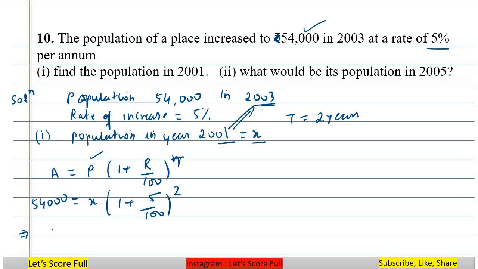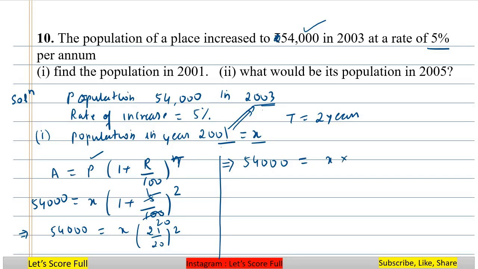Now here you can write 54,000 = x, do the cutting, 5 1s are 5, 5 2s are 10, take LCM which is 21 upon 20 and square. Solve here 54,000 = x and then I can write 21 by 20, 21 by 20 twice. This 20 and 20 is in the denominator, going that side will become multiplication, right?